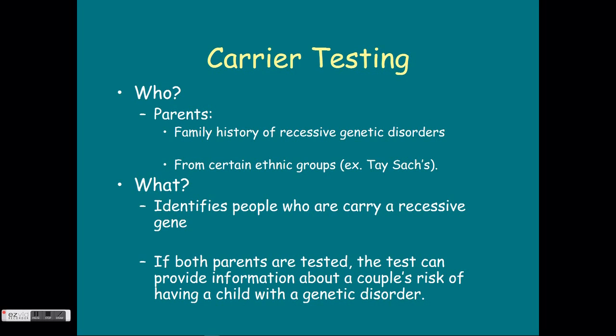And so this can be done for people who have a family history of recessive genetic disorders, or maybe coming from certain ethnic groups where genetic disorders might be more prevalent, such as Tay-Sachs. Tay-Sachs does happen in other populations, but seems to be more common in people of a certain ethnic background called Ashkenazi Jew. And so in those communities, it's highly recommended that they get tested because they themselves are fine. With Tay-Sachs, you die by the time you're 5.